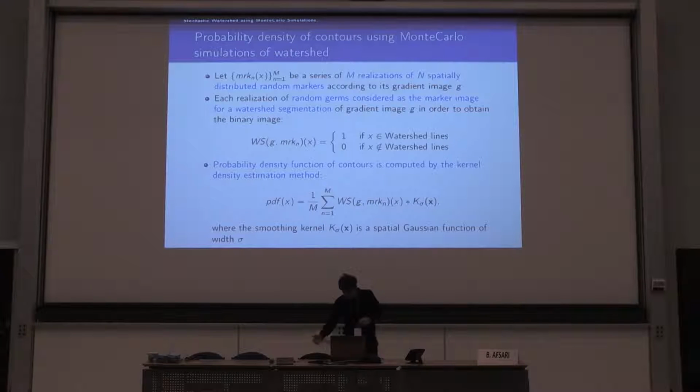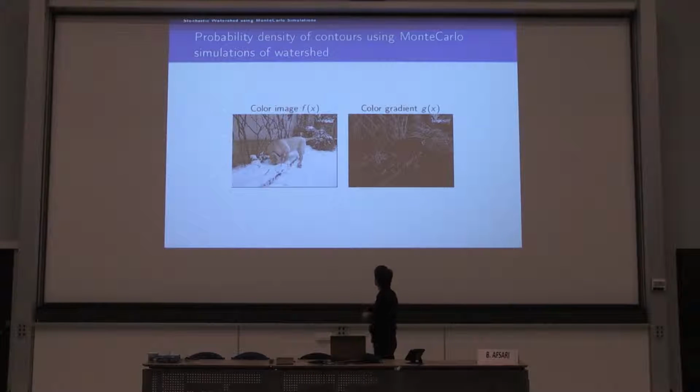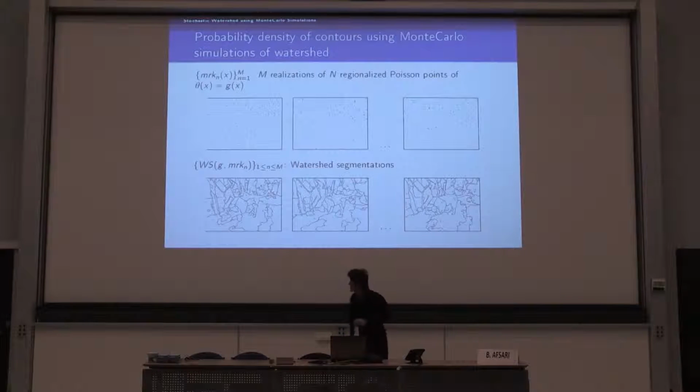So I can illustrate a little bit more on images. So, original image, typically a color gradient from the image. And we simulate, here I show you 3 examples of realization of random points. We need to fix typically the number of points. And here you have 3 realizations of these points. And here you have the corresponding Watershed transform from these random markers on the gradient of the image.